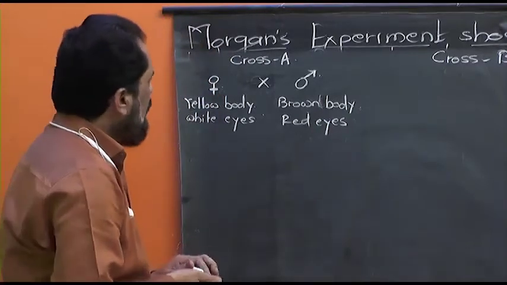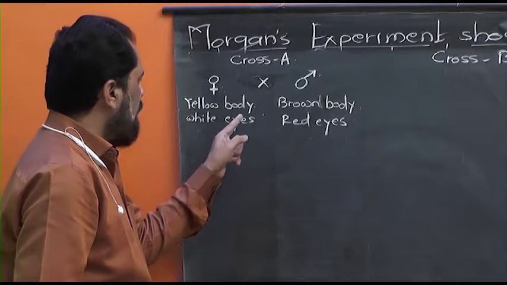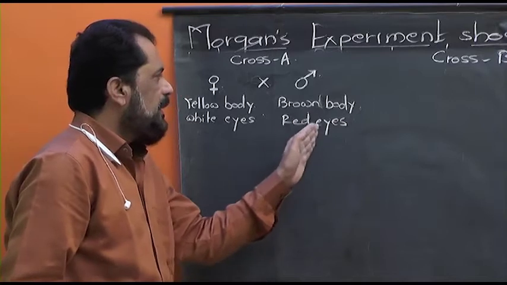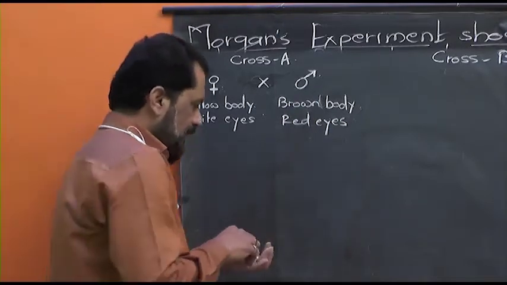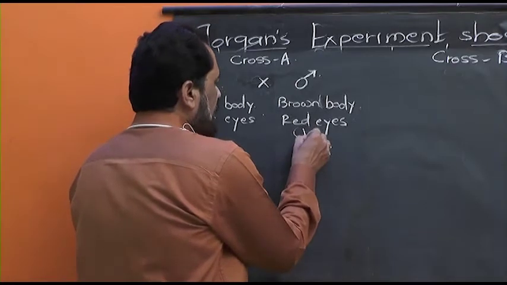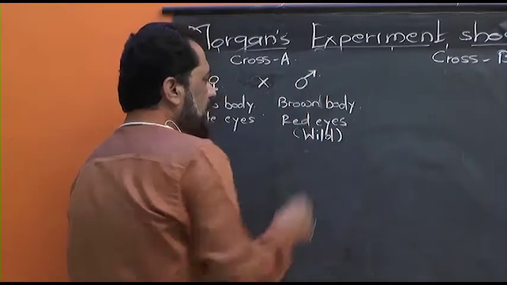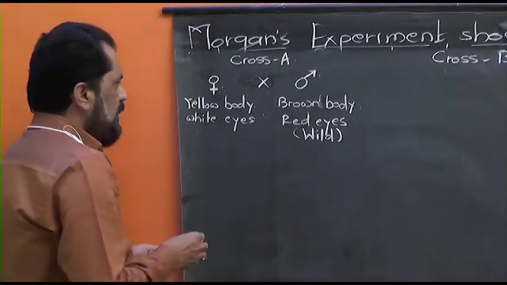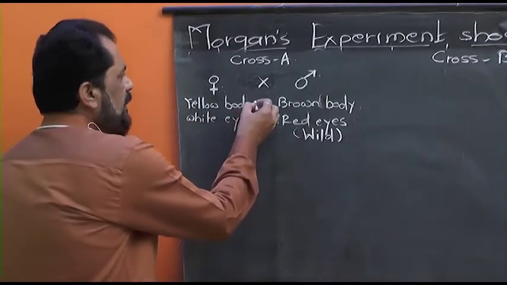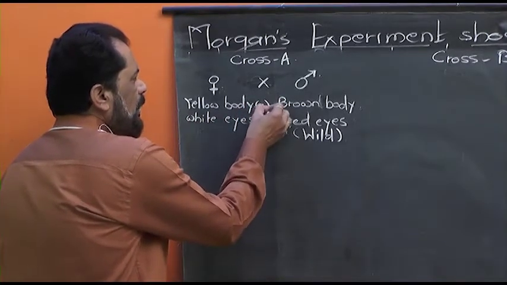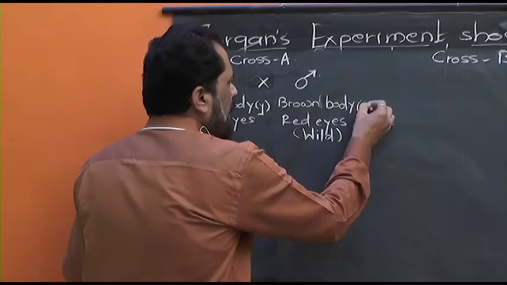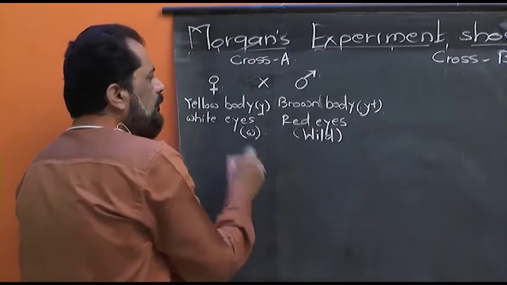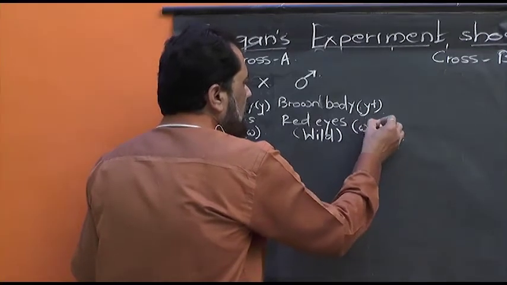So he crossed the yellow bodied and white eyed female to the brown bodied and red eyed male. You know, this male is nothing but the wild male, because in this male both traits whatever considered are normal. Okay, just now we have studied that yellow body, this trait is controlled by gene small y, brown body is controlled by y plus, white eyes, this trait is controlled by W, and red eyes controlled by W plus.